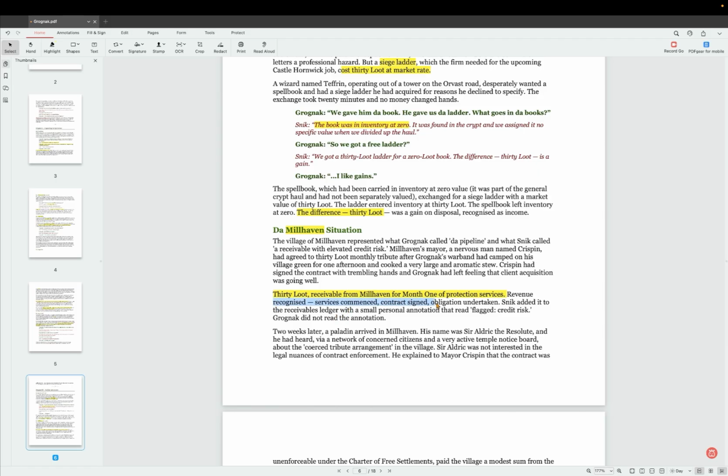Their services commenced, contract signed, obligation undertaken, even if this requirement is aligned. It records in accounts receivable. So the company recognizes revenue and records a receivable from Millhaven.